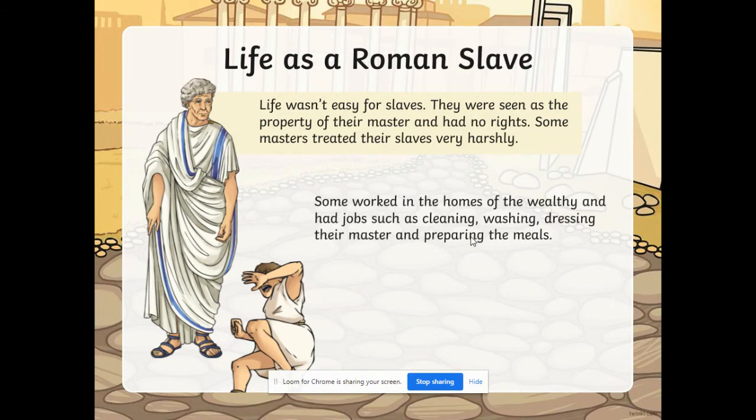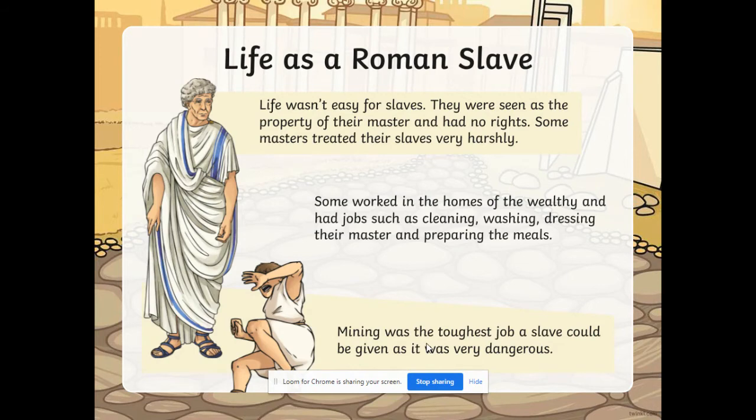Some worked in the homes of the wealthy at jobs such as cleaning, washing, dressing their master, and preparing the meals. So this was seen as a good job for slaves. There were a lot of other jobs that were very harsh for slaves, but this was seemingly a good slave job to have.